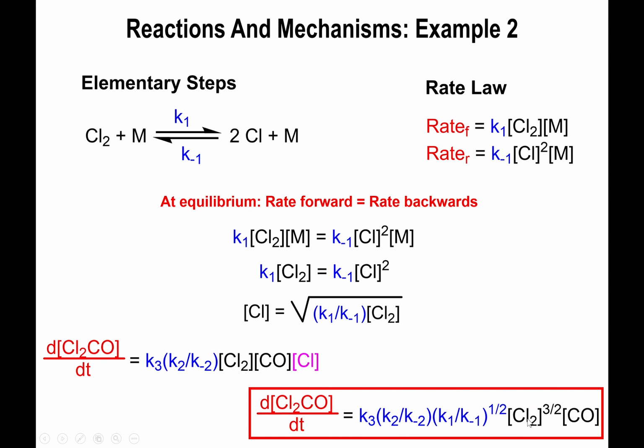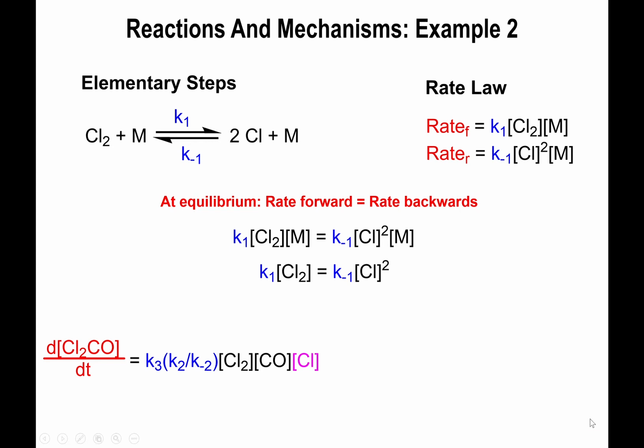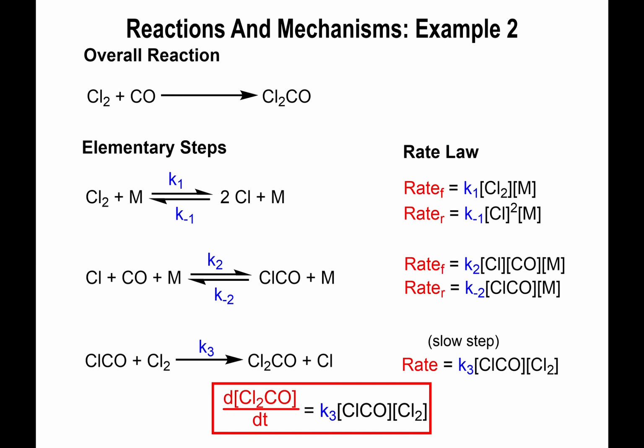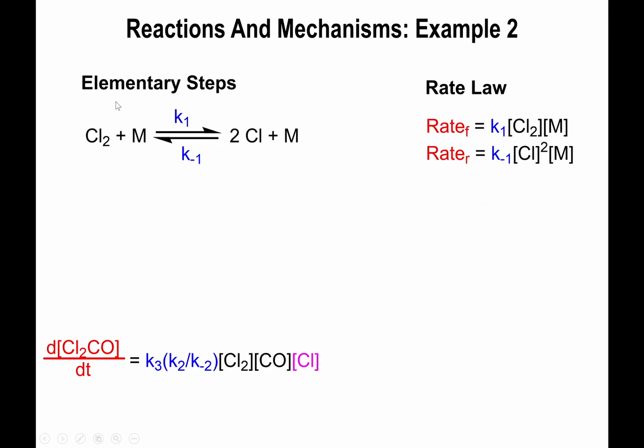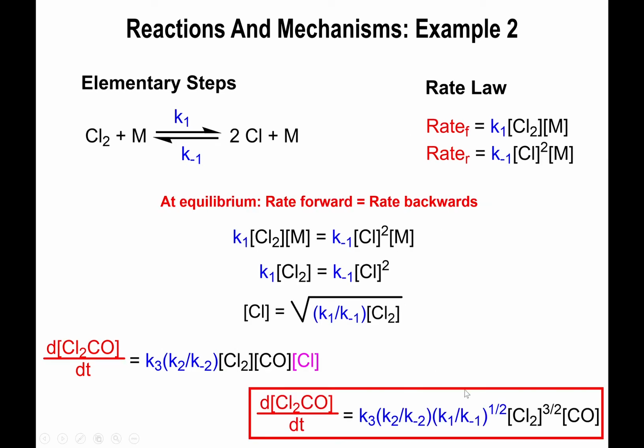So this thing right here is the proper rate law of the reaction because it only contains reactants and/or products present in the overall reaction, right? So we have Cl2 and CO, and if we go back to the original example, Cl2 and CO are indeed reactants of the overall reaction. So this final step right here is the correct rate law for the reaction.